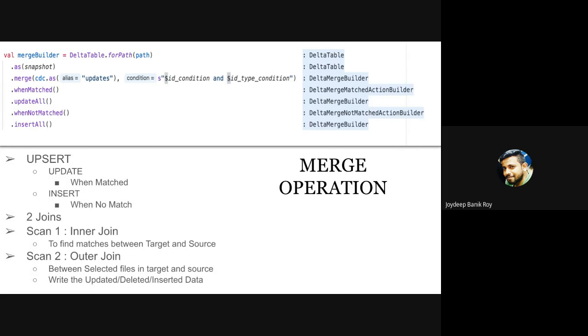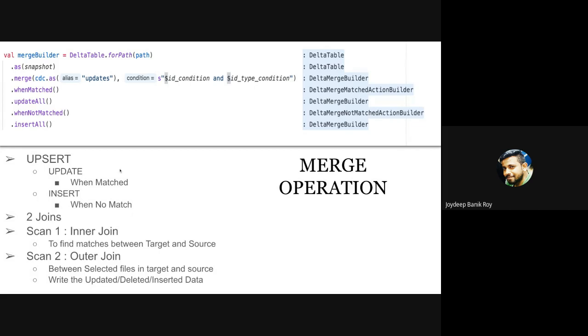Okay. To give an overview of how this operation works, there are two joins that are involved over here. The first scan is an inner join. The inner join finds a match between your target and your source. Right. What's your target? Your target is snapshot. That's where you want to update things. What's your source? Updates, this data frame, from where you're taking the updates. This is your source from where you are taking the updates and updating your target, right?